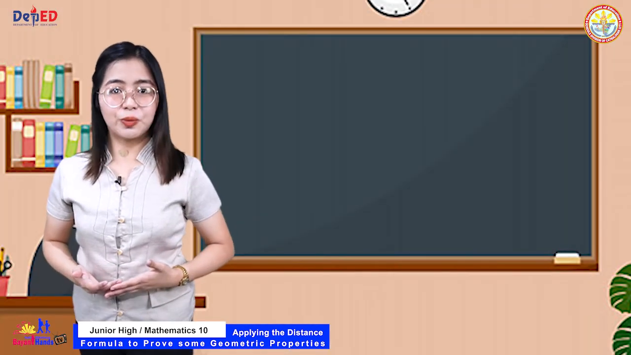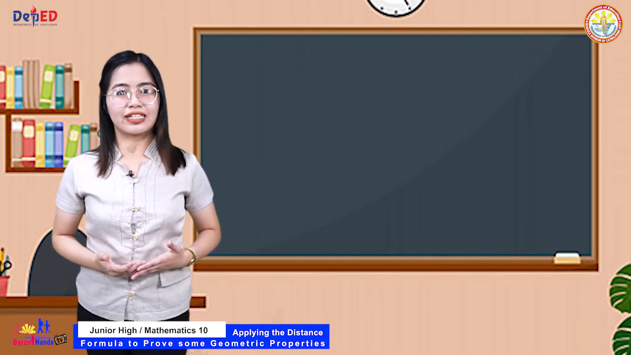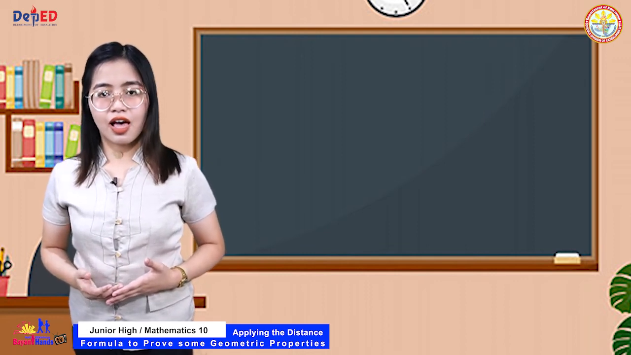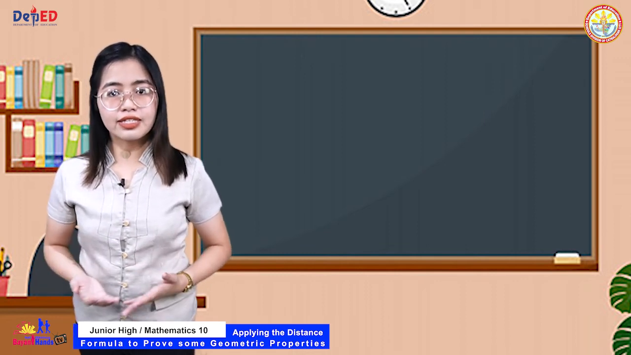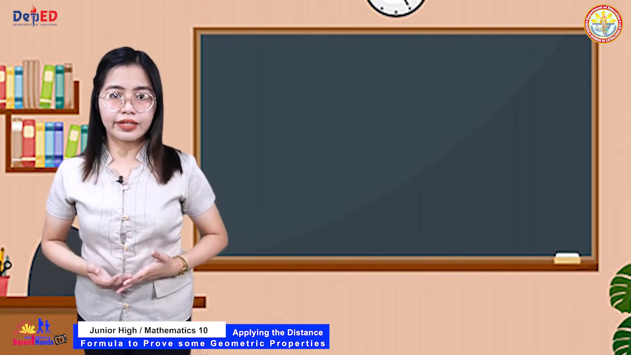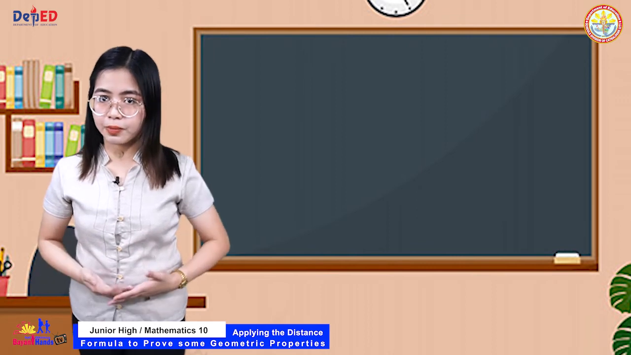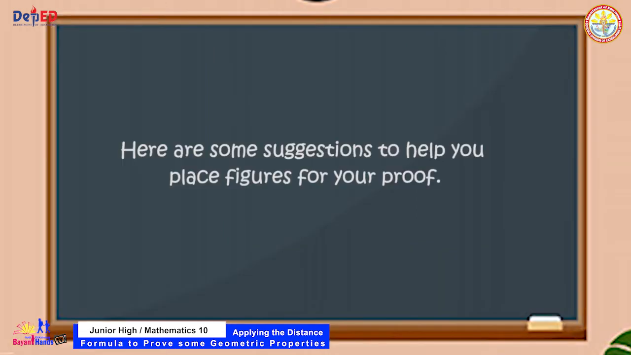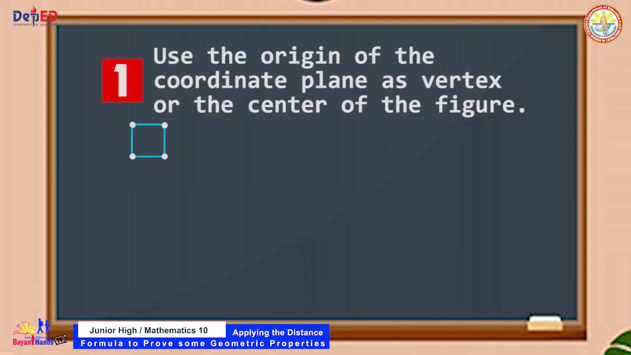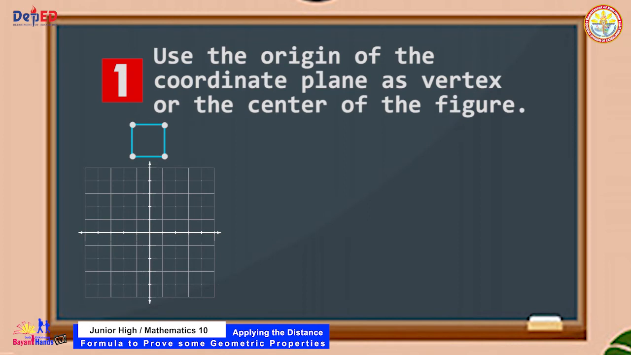Distance formula could be used in proving some properties of geometric figures. However, the correctness of your proof greatly depends on how accurate you have sketched the figure in the xy plane. Here are some suggestions to help you place figures for your proof. Number 1. Use the origin of the coordinate plane as vertex or the center of the figure.